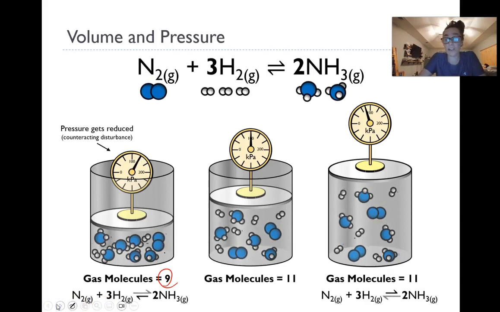And again, it might not get to the original pressure. It's the best that the system can do in this scenario, but it's still not going to affect the equilibrium constant because the ratio of products to reactants is still going to be the same in this case.